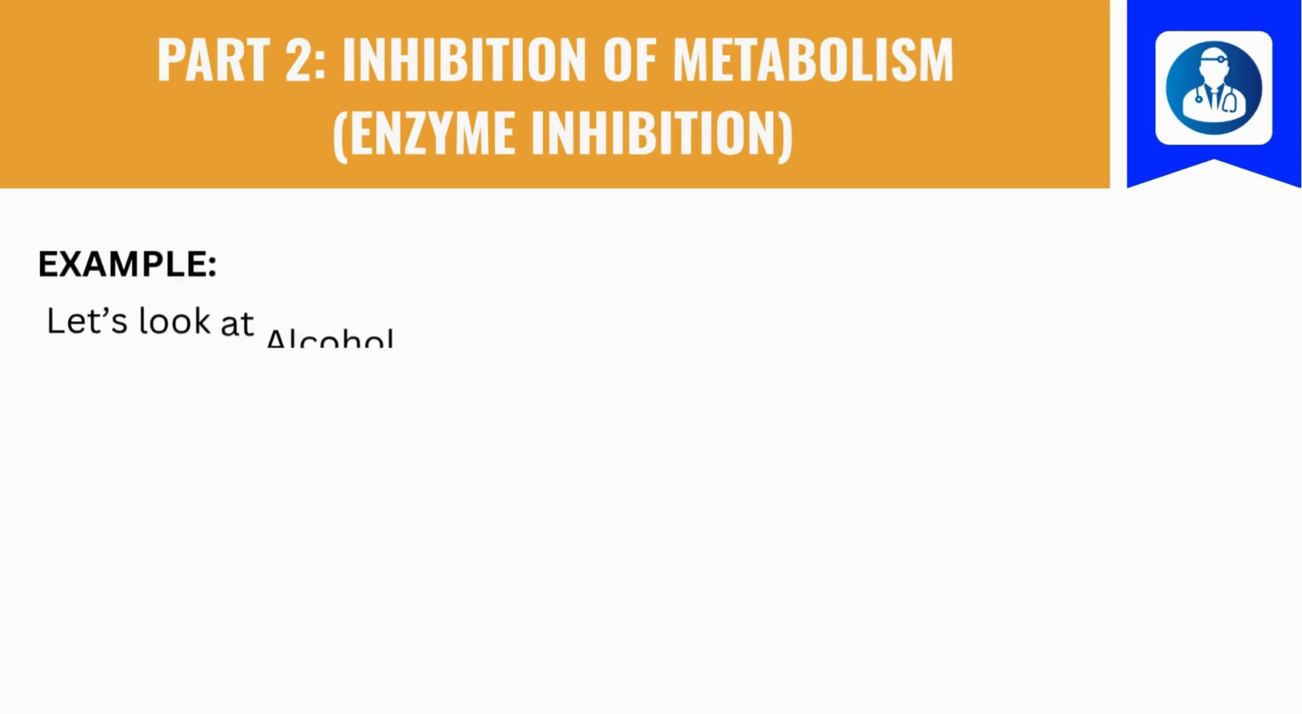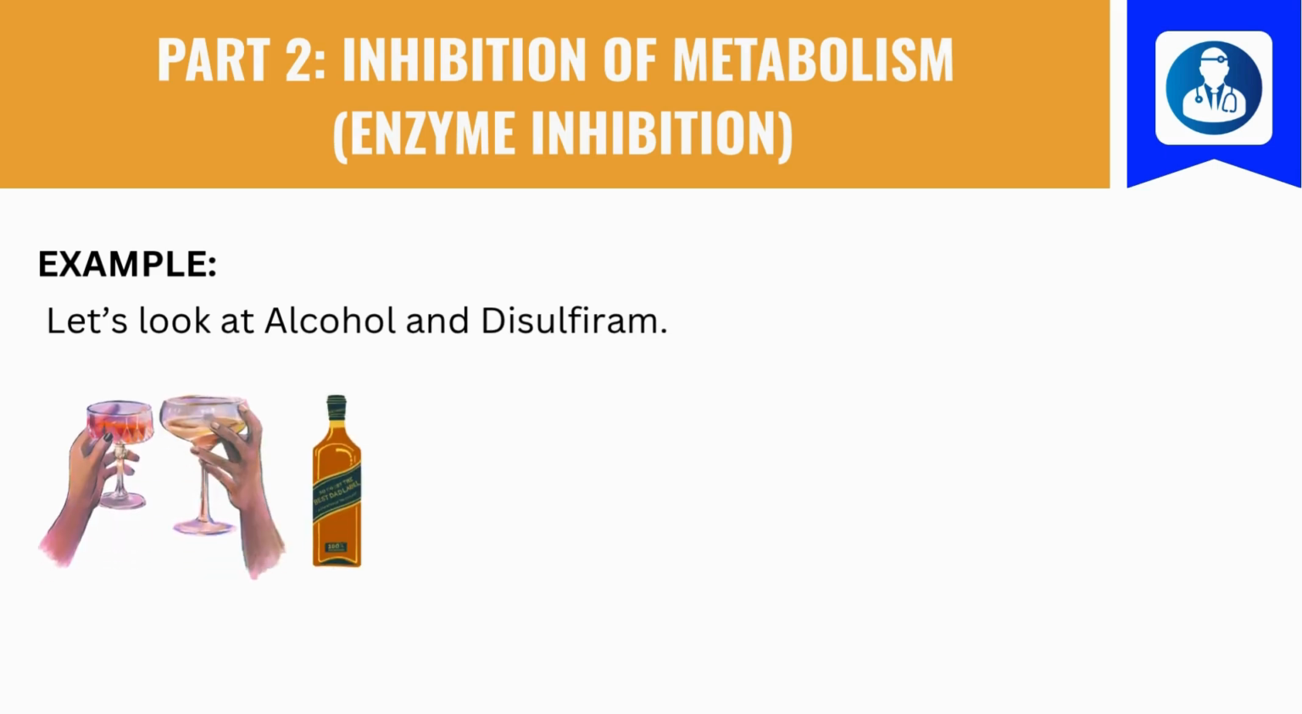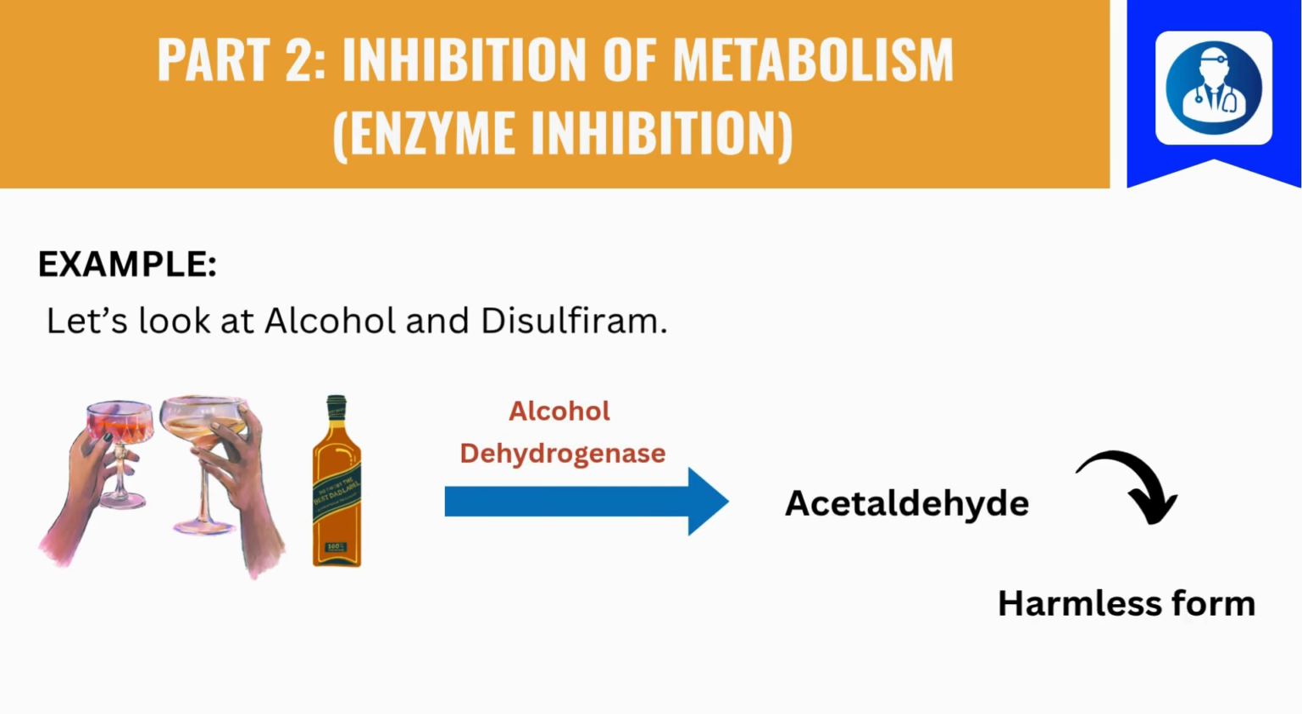Example: let's look at alcohol and disulfiram. Normally, alcohol is broken down in your body by an enzyme called alcohol dehydrogenase, then further processed into acetaldehyde and finally into a harmless form. But disulfiram blocks this process. It inhibits the enzyme. So what happens? Acetaldehyde builds up in your body, causing headache, nausea, flushing, vomiting, a very unpleasant reaction.